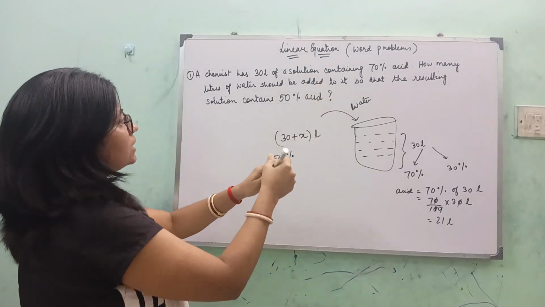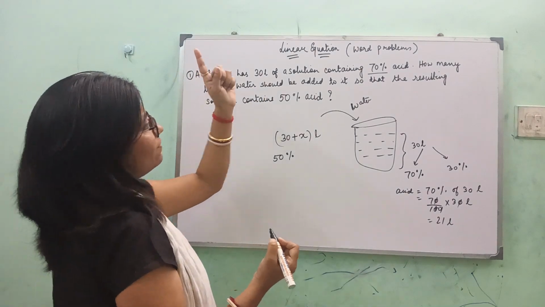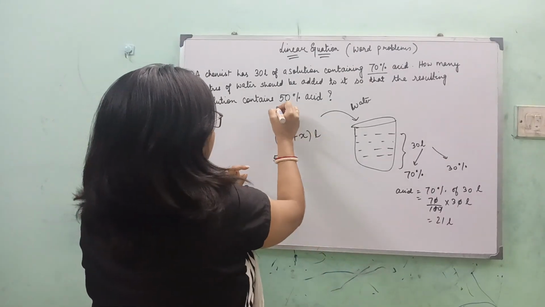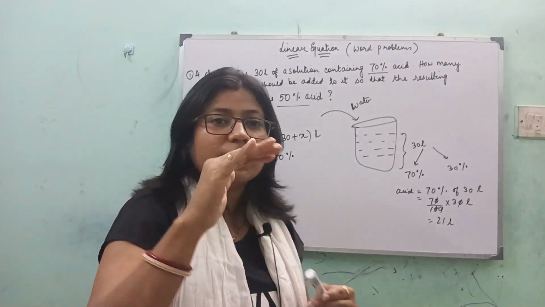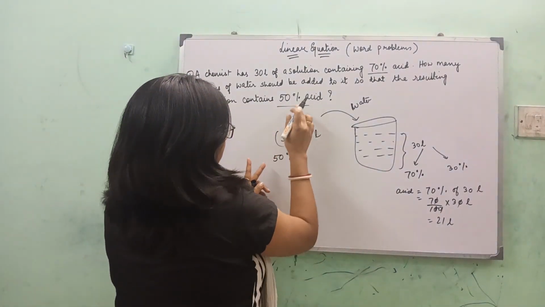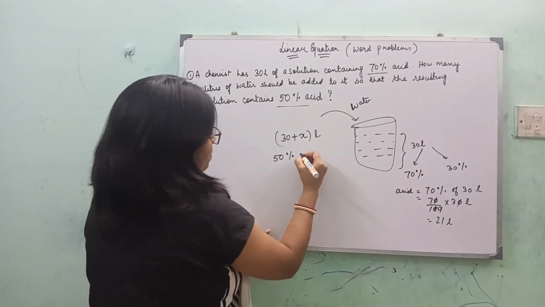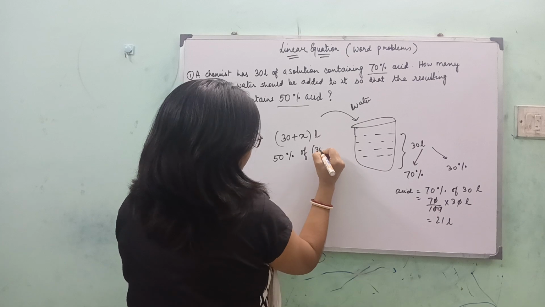So you can see the change in the percentage. Initially the solution had 70% acid. Now the solution has 50% acid. Why? Because water content has increased. So as per this new solution, 30 plus X, acid is how much? 50% of 30 plus X.